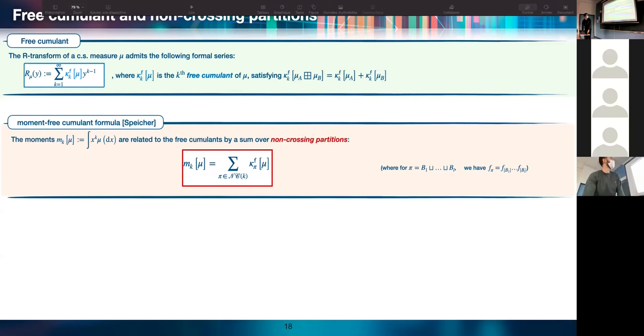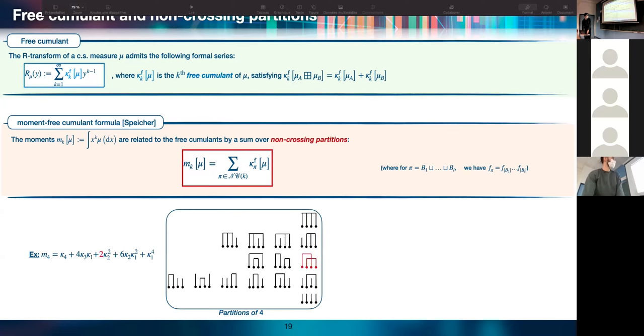Just to give you an example to make sense of this formula, let's say you want to compute M4 of your distribution from the knowledge of its four cumulants. Then you draw the 15 partitions of four. It turns out that among the 15, there is one which is crossing, so you remove it. And then you can express the fourth moment of your distribution in terms of the first four cumulants.